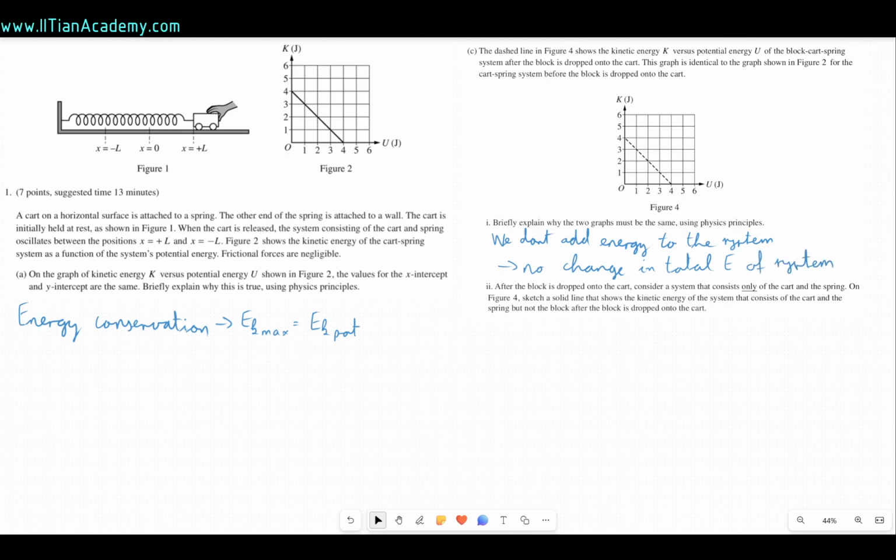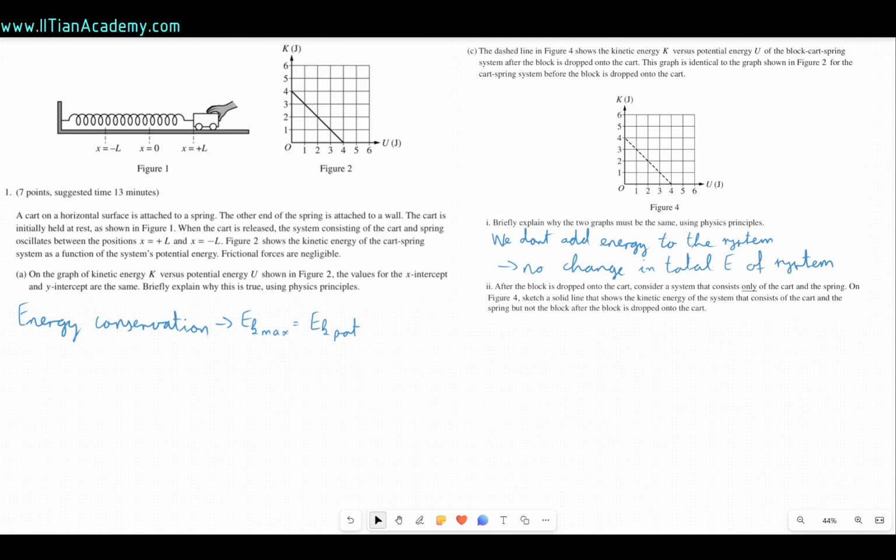And in part 2, we're told after the block is dropped into the cart, we need to consider a system that consists only of the cart and the spring. On figure 4, we need to sketch a solid line that shows the kinetic energy of the system that consists of the cart and the spring, but not the block.